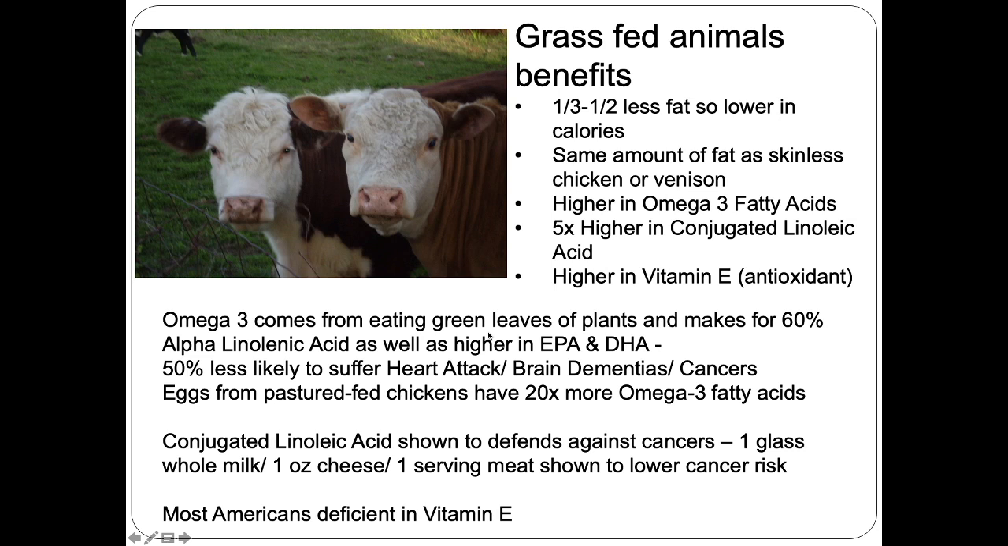If you're eating grass-fed animals, you are 50% less likely to suffer from heart attack, brain dementias, and cancers. Another possibly more useful piece of information to anybody who is a vegetarian is that eggs from pasture-fed chickens have 20 times more omega-3 fatty acids. So you don't even have to kill an animal to get all these omega-3s. You can have a flaxseed and pumpkin seed omelet, and it will be perfect.